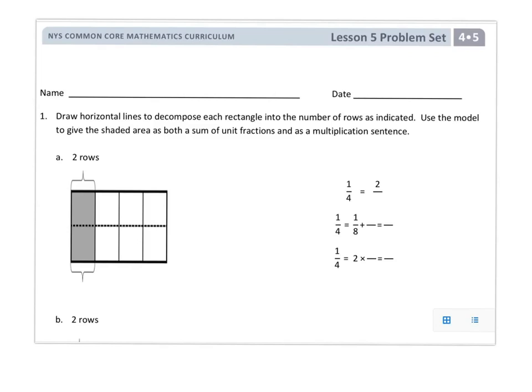Okay, in this one, in lesson 5, we're looking at decomposing fractions and finding equivalents. So we've already done quite a bit with equivalents. We've already done quite a bit with decomposing. So now we're going to put those two big ideas together.